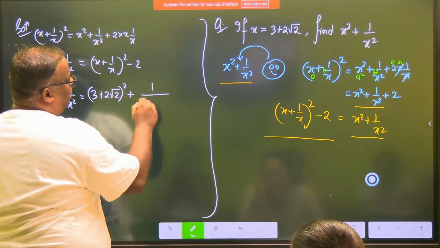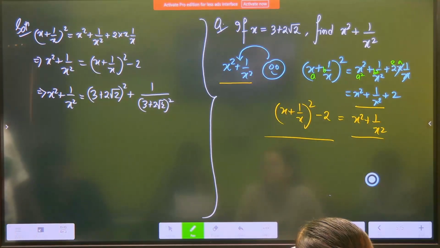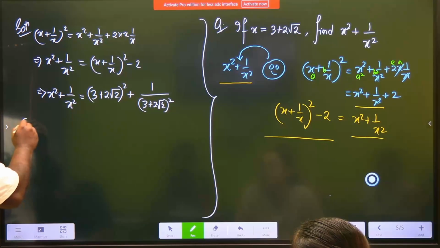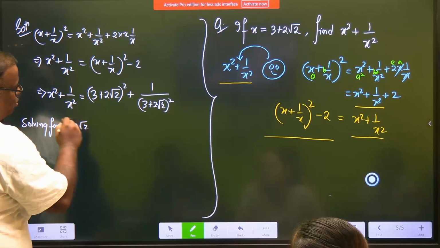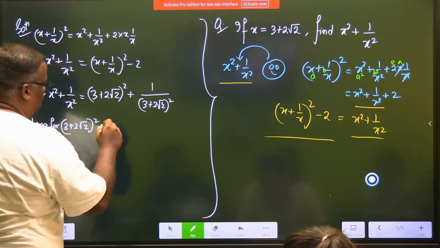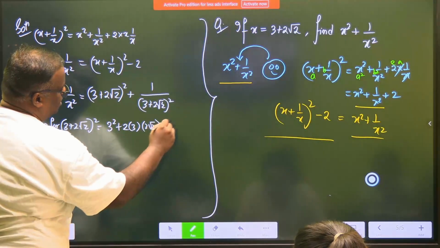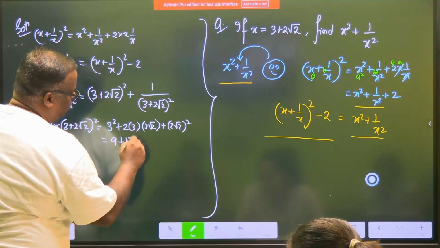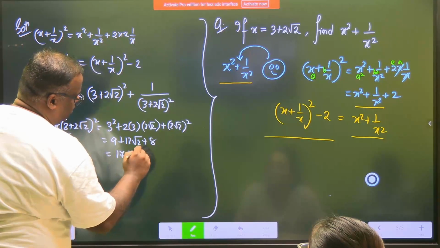Plus 1 by. Don't solve them simultaneously. You will make your notebook much more clumsy. Whatever you solve for this, write it here. So you can write solving for 3 plus 2 root 2 whole square. Let's solve it. How much do you get? 3 square plus 2 into 3 into 2 root 2 plus 2 root 2 whole square, which gives me 9 plus 4 3s are 12 root 2 plus 4 square into 2 is 8. 9 plus 8 is 17 plus 12 root 2.